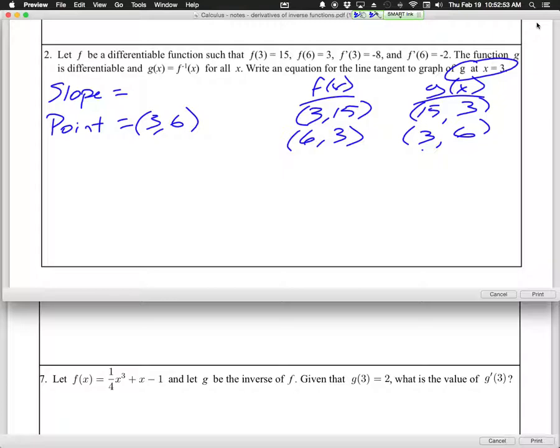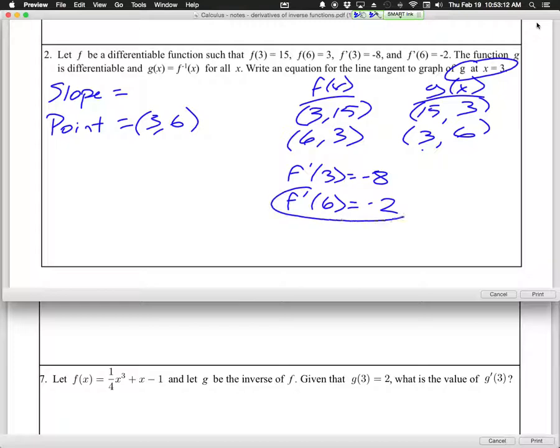I need the derivative. Okay. So I've got two derivatives. I've got f prime of 3 equals -8, and I've got f prime of 6 equals -2. Which one of those am I interested in and why? 6.